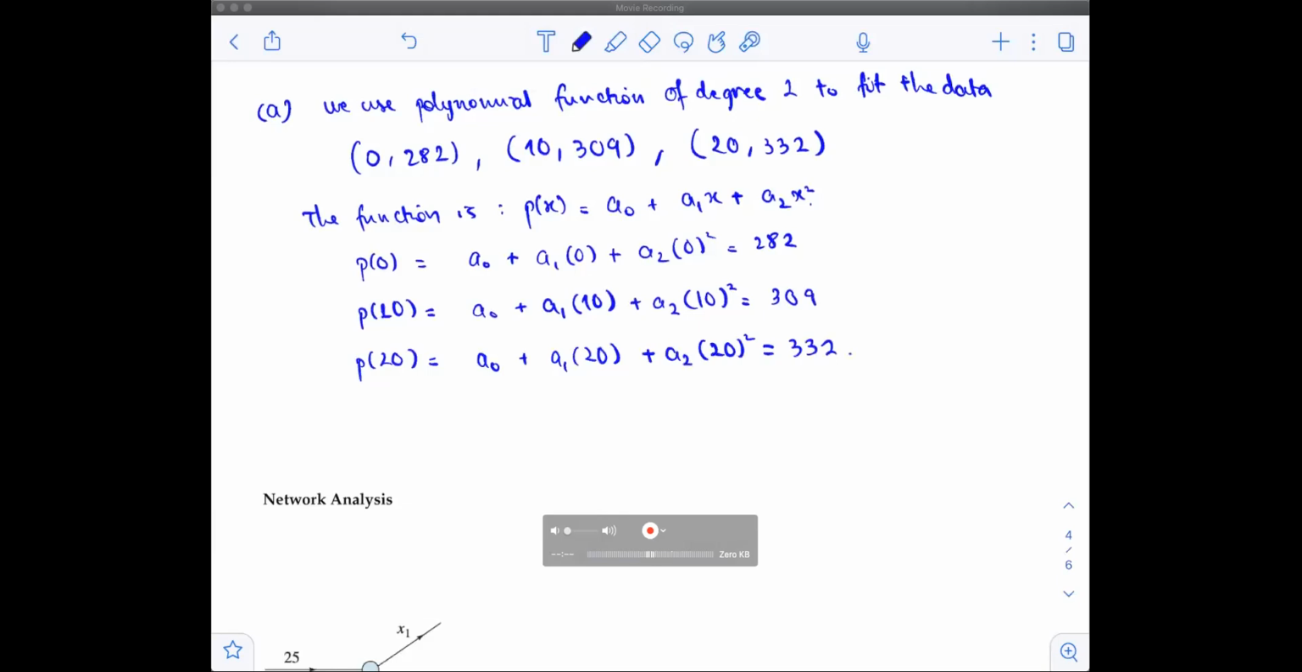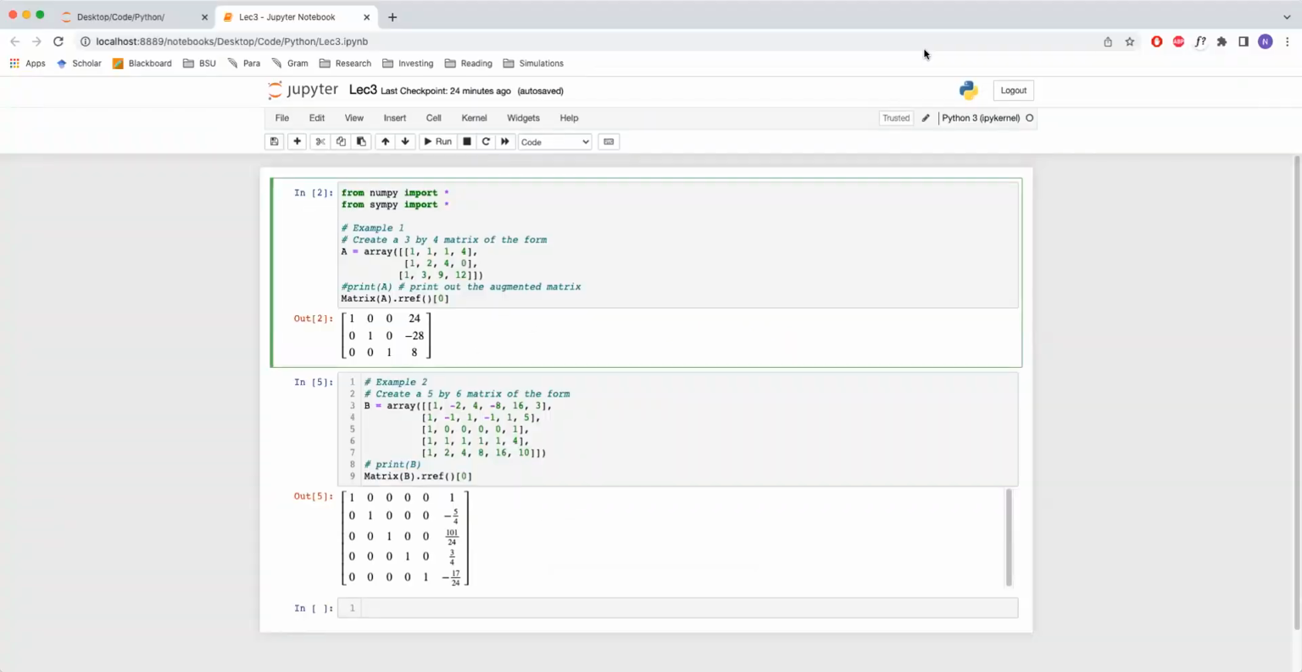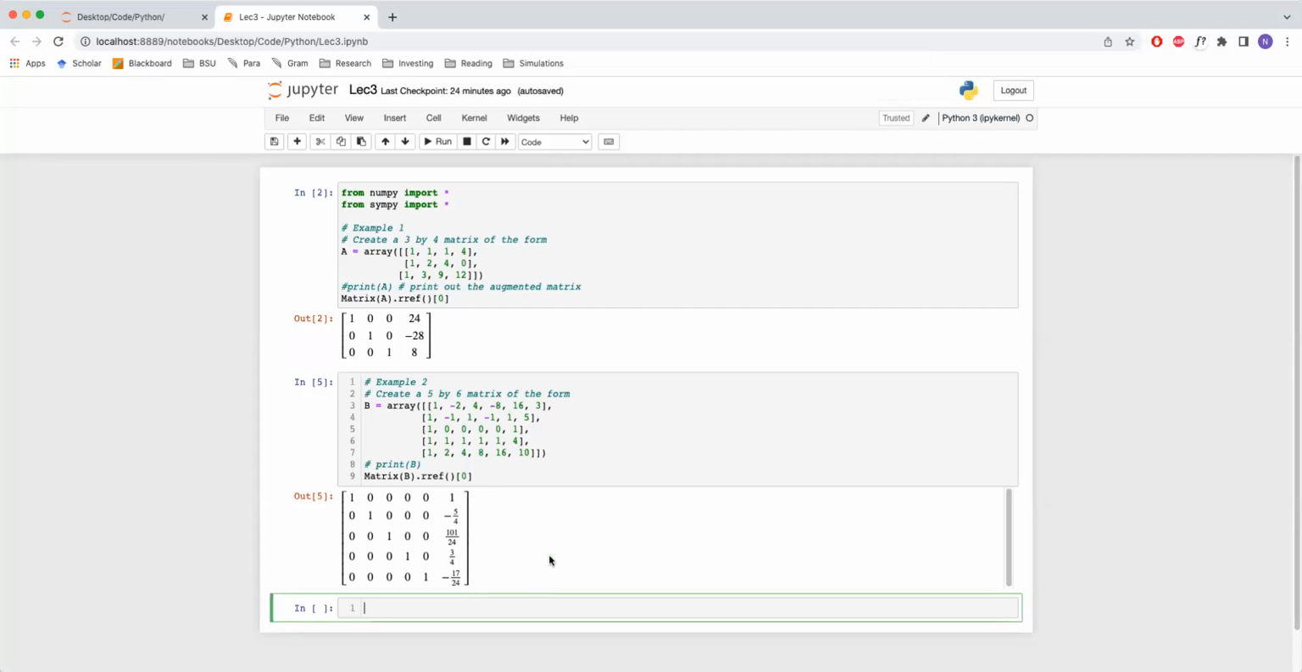I'm going to go into Python one more time to calculate the reduced row echelon form of the augmented matrix of this system, so I don't have to do it by hand. I'm going to use Python to find the values of a0, a1, a2. I'm going to add some comments here for this example 3.